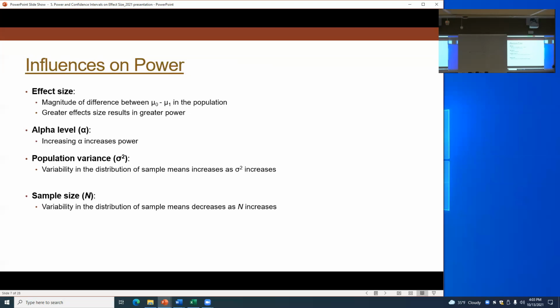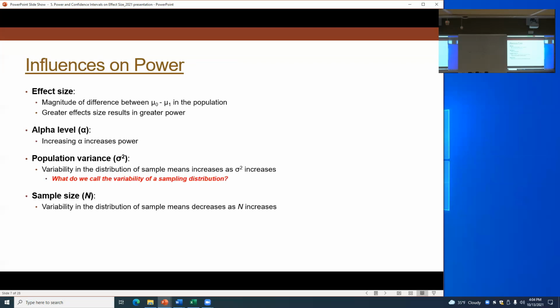Population variance, okay? Variability in the distribution of sample means increases as my population variance increases. So if I'm looking at something in a means-based test that varies widely within my group, that's going to increase my population variability estimate, which is going to increase in theory my sampling estimate, which is going to increase my standard error, and so my power is going to go down. But there's not often much we can do.